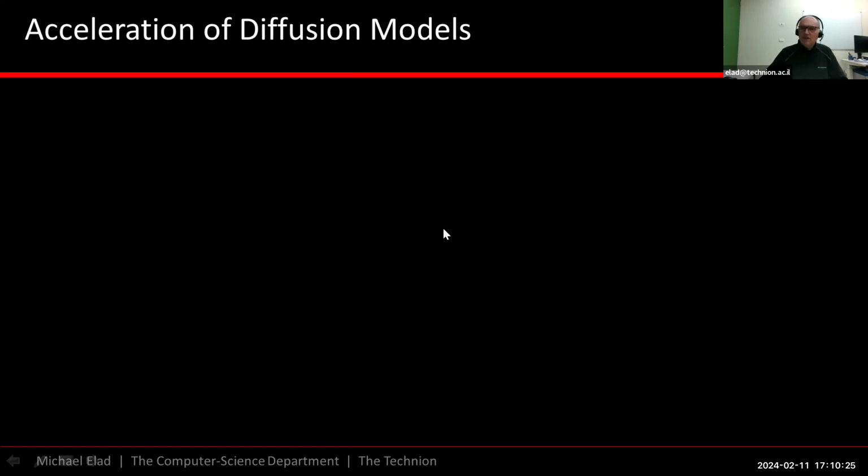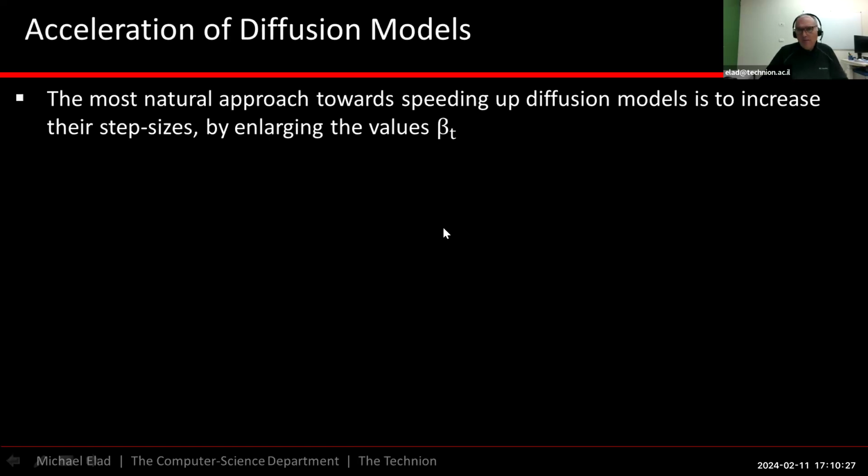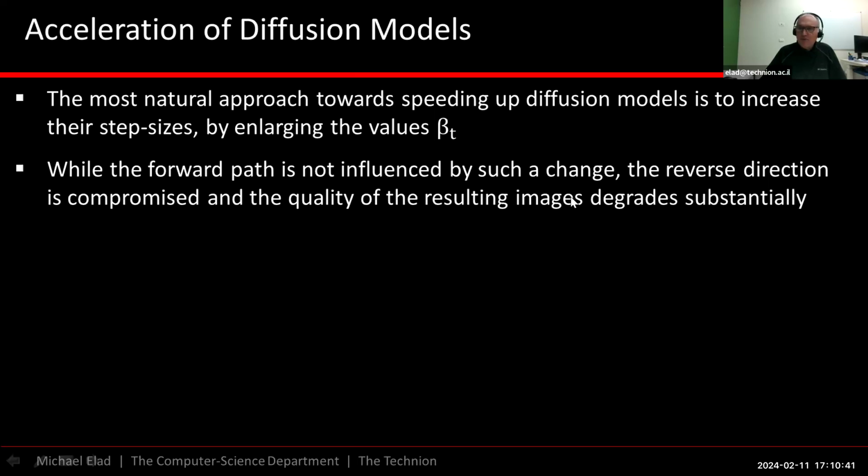How do you accelerate DDPM? The obvious thing to do is to use coarser betas, not betas that are very, very close to 0. Choose larger betas, and so instead of having 1,000 steps, you will have 100 steps. Okay. If you do that, the forward path will not be compromised. It will be just as good. The migration from xt to xt plus 1, etc., will be smooth and clean, and the noise will be added elegantly. It all will be perfect.